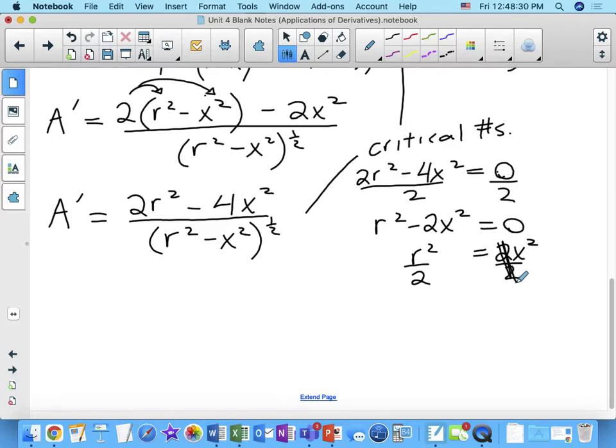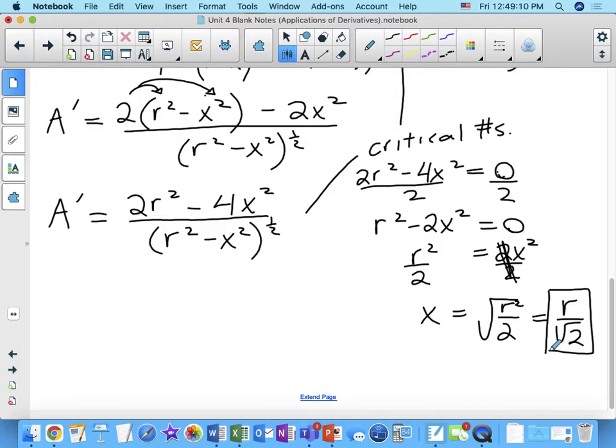Okay, and remember, usually, if we were just solving this, and it wasn't attached to a context, then I'd have to take plus or minus the square root. But because we know that x represents, if you go back to the picture, well, we don't even have to go back to the picture. X is half the length, right? So it must be positive. So it's only going to be the positive square root of r squared over 2, which is r over the square root of 2. That's the critical number.